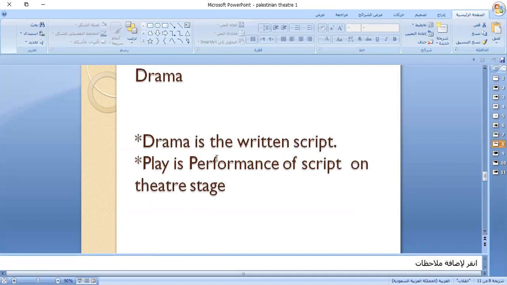So, what's the difference between drama and play? A lot of people confuse these two expressions. Drama is written in script, the written script. Drama is the written script, and play is what is performed on the theater. The same written script, when played on the theater, is called a play.